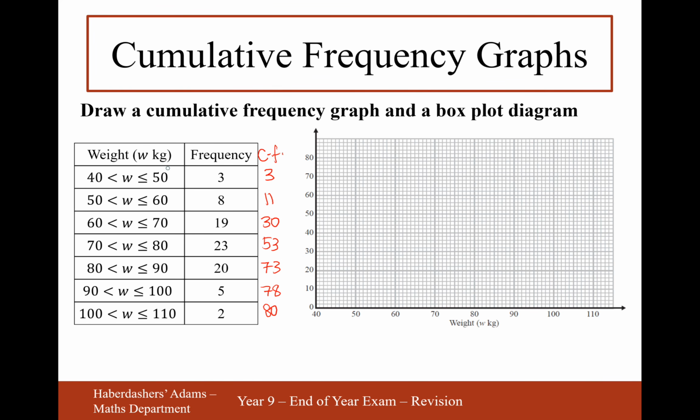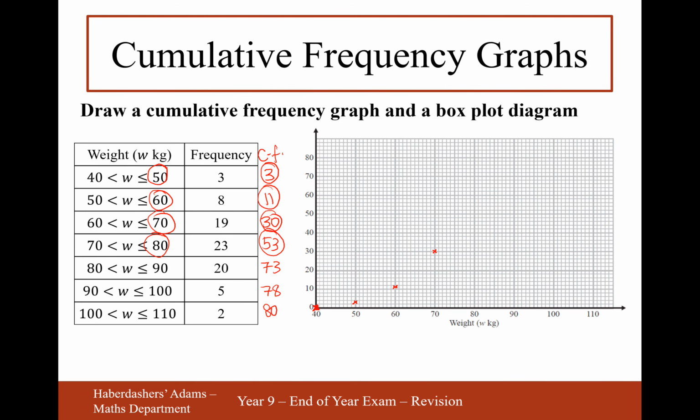So the next thing I need to do is plot my points. Well, first point will be at 40, 0. Always your first coordinate is in the corner at 40. The next point will be at 50, 3. So 50 along, 3 up. The next point will be at 60, 11, because there are 11 pieces of data less than 60 kilograms. So 60, 11. There are 30 pieces of data less than 70 kilograms. So 70, 30 would be the next marker.